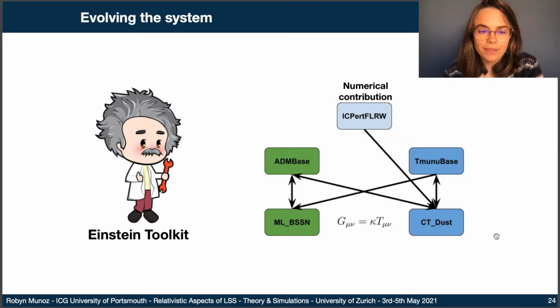Now, let's evolve the system. So for that, I used the Einstein Toolkit code. The way this code works is that it divides its various tasks by using different modules. These modules are called thorns. And so for me to provide my initial conditions and my initial distribution to this code, I needed to write my own thorn for this. And so this is called ICPert FLRW. It is written in Fortran, and it provides the initial setup to the thorn called CT dust that is written by E. Bentivegna.